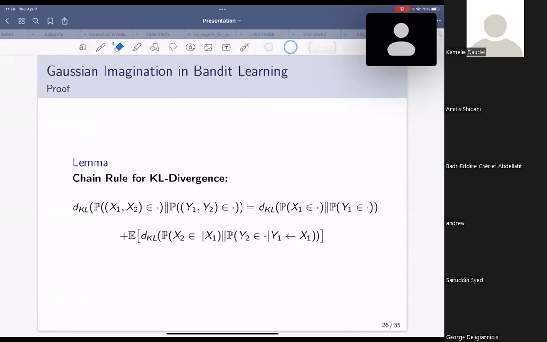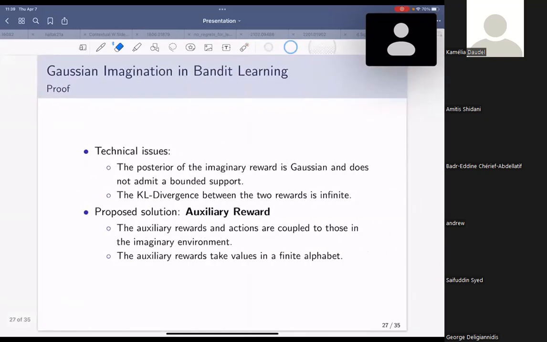the main bound. But the technical issue here is that the imaginary rewards aren't discrete. They are coming from a Gaussian distribution, and they are not bounded. And the KL divergence between the rewards, one coming from a discrete random variable, one coming from a real valued random variable, is just infinite. So we can't basically use the previous lemmas. And I guess this is the interesting part of the paper.